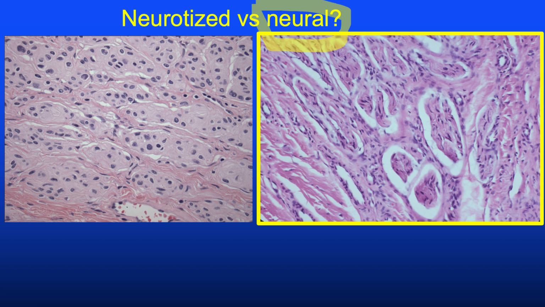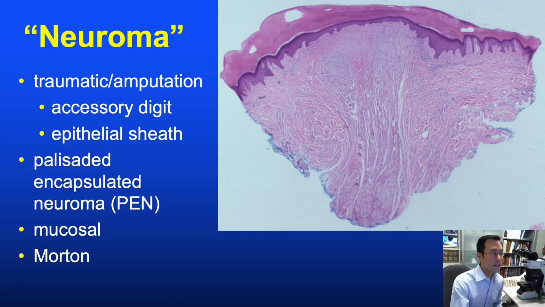So here we see that exaggerated space surrounding the central portion of the nerve fiber with a subtle hint of some mucin. So this is consistent with a mature nerve fiber, which is typically seen in which type of neuroma? It's the traumatic or amputation neuroma. This includes accessory digit and perhaps slightly more controversially, epithelial sheath neuroma.